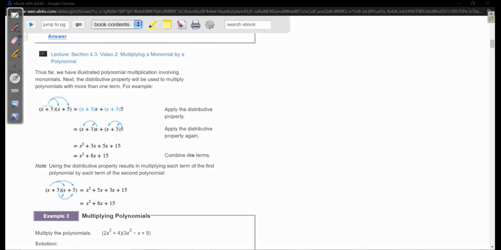So, thus far we have illustrated polynomial multiplication involving monomials. That was the first two examples. Next, the distributive property would be used to multiply polynomials with more than one term.